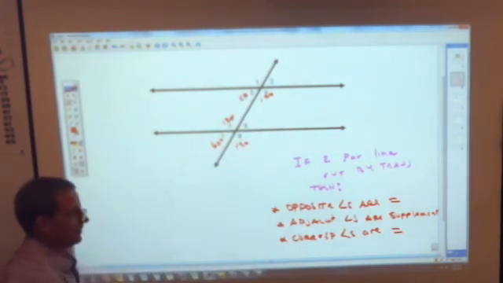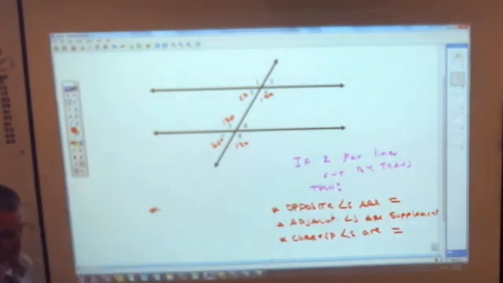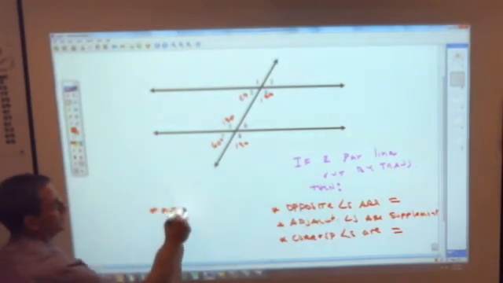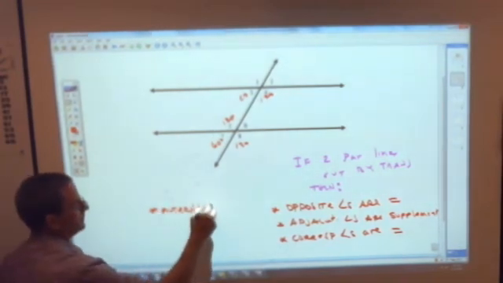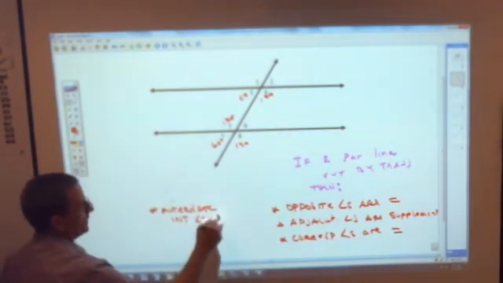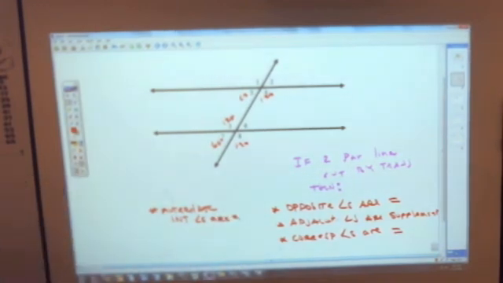I know if two parallel lines are cut by a transversal, here's one that shocks most people's world. Alternate interior angles are equal. To which you may say, what?